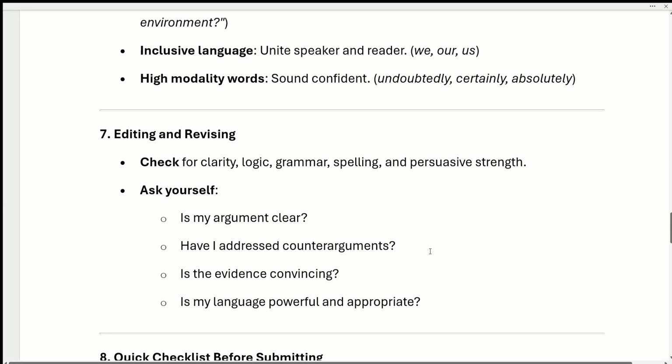Then the last part would be to edit and check your writing. So check for grammar, spelling, persuasive strength. Is there anything you can add to make this better? Can you fix up the grammar, the sentence structures, and or maybe get someone to have a read of it, to submit your draft or your final writing piece.